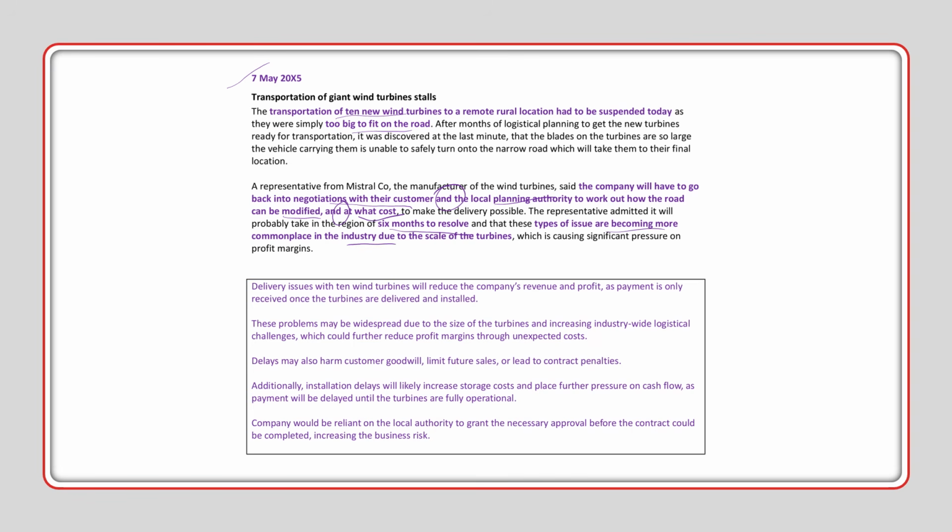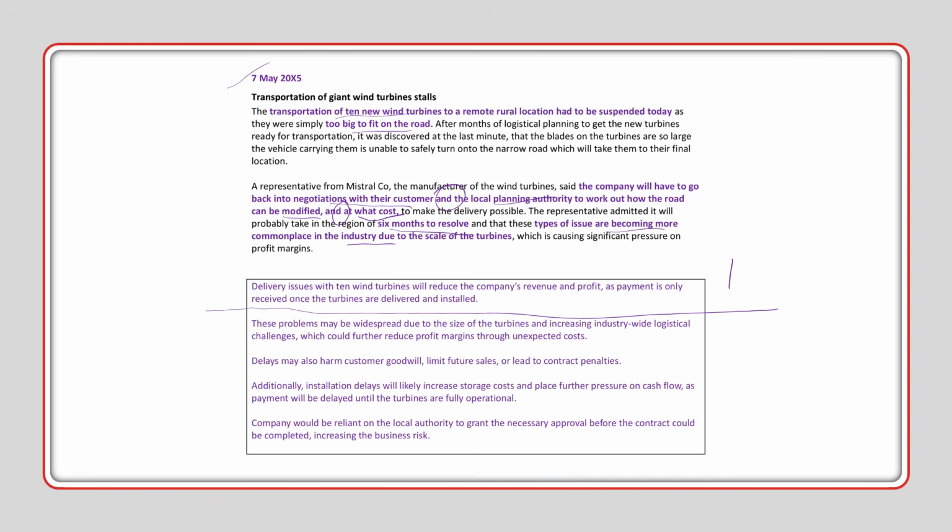If I'm very honest, I think the answer is all in the scenario. I just have to extract it and reword it. I'll get my first easy mark for saying that the delivery issues will reduce the company's revenue, because remember, we've read this earlier, that payment is only received when the turbines are delivered and installed. So I've spent all that money, my cost has been incurred, but I can't deliver this to the customer, and therefore I'm not getting any money. I'm not going to be booking any revenue. So that's really my first easy mark. For the second mark, there's so much else I could write.